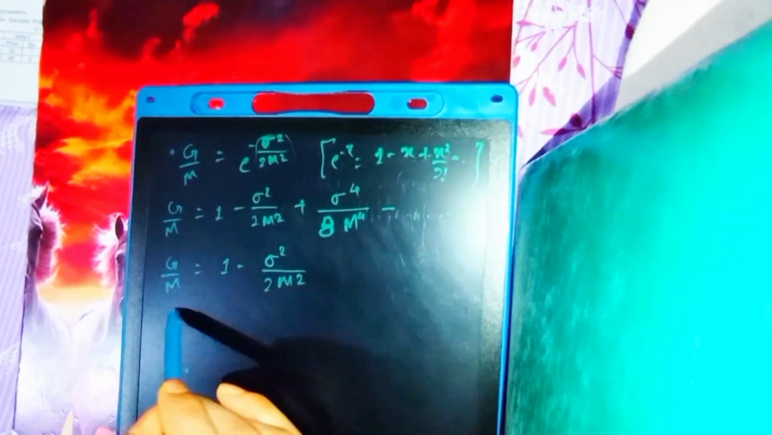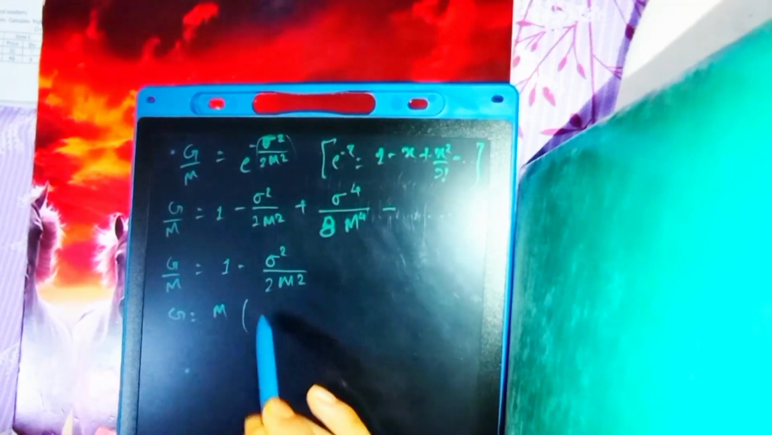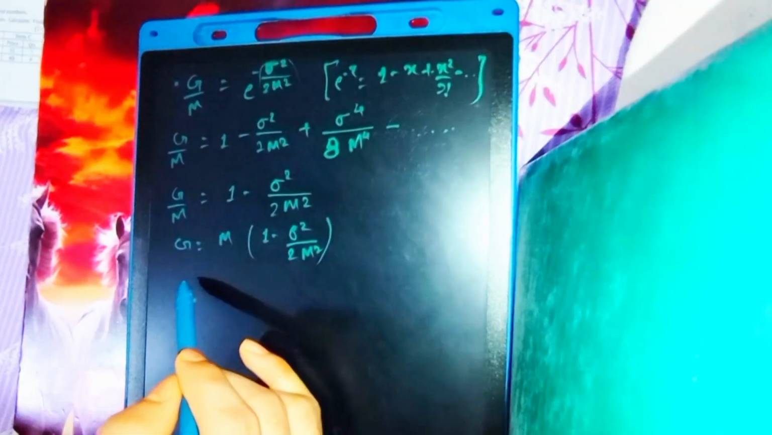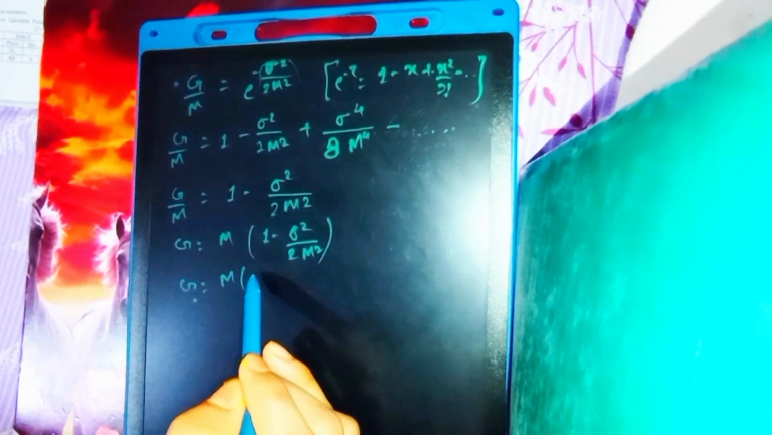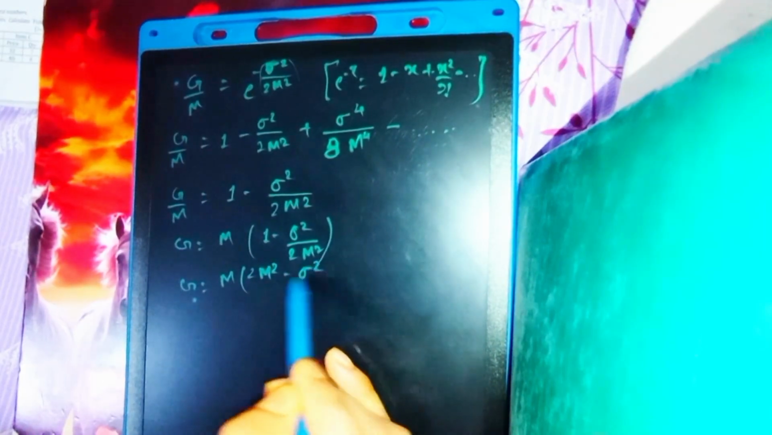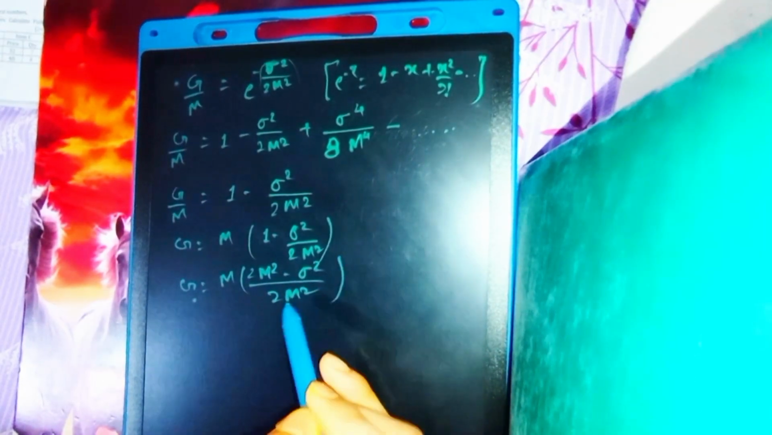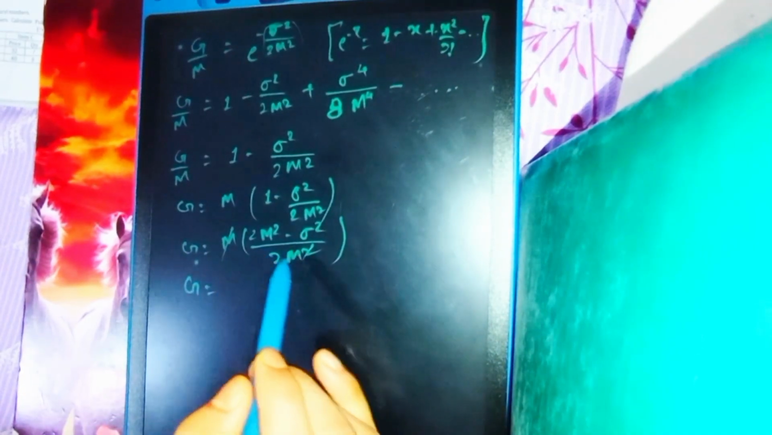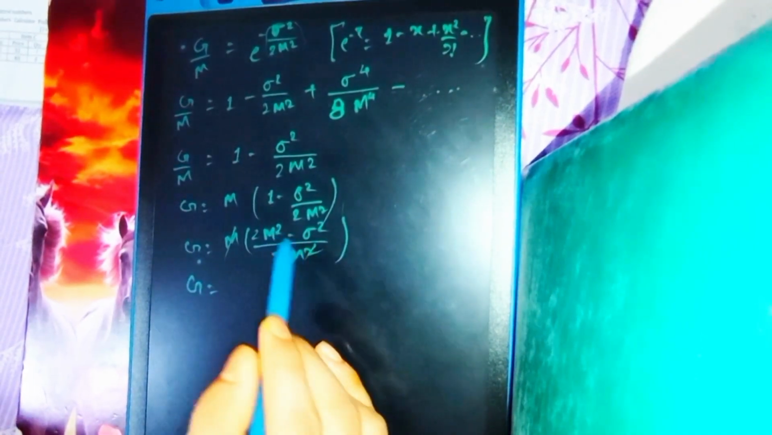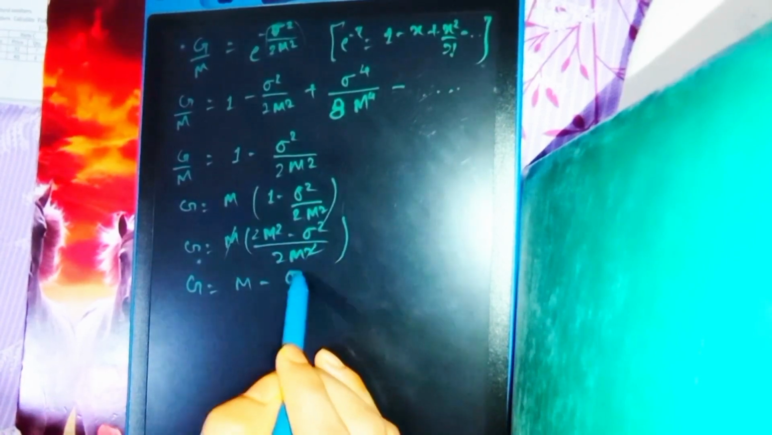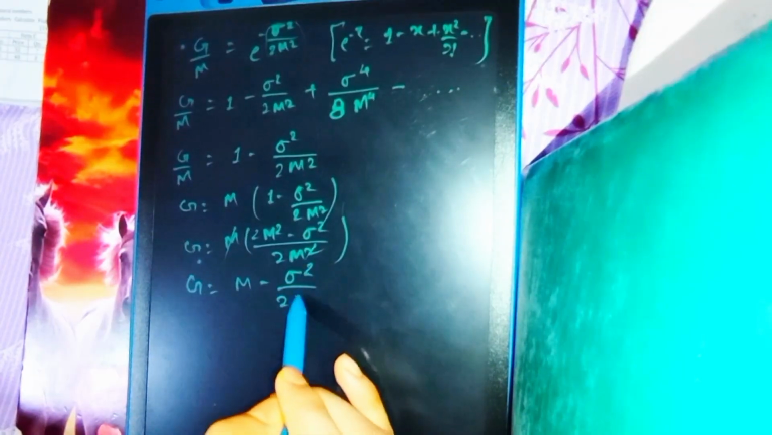So now from here we will write g is equal to m times (1 minus sigma square by 2m square). Now g is equal to m times, when you multiply this, take LCM, so (2m square minus sigma square) by 2m square. So m and m get cancelled out, and we'll separate these terms. 2m square by 2m will be equal to m, minus sigma square by 2m. That will be sigma square by 2m only.